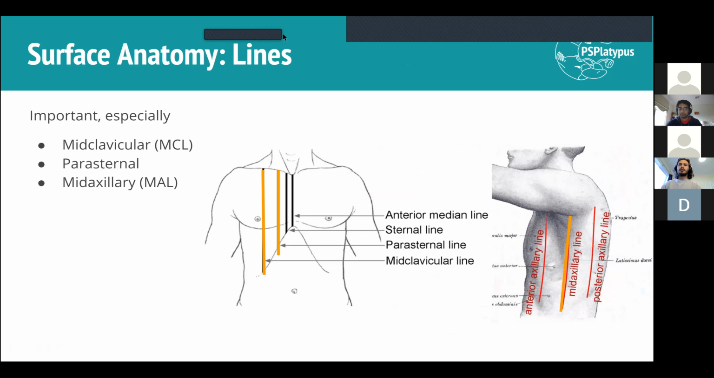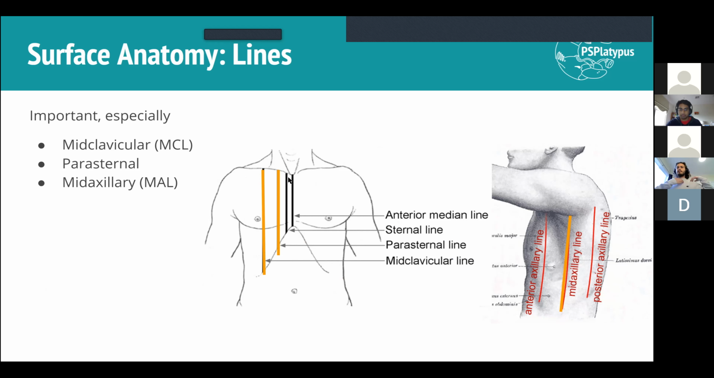And then also very important to consider are the lines. Generally they are defined by their relation to the sternum, the clavicle especially, and the axilla, which is sort of the armpit region. The most important of those, I'd argue, are particularly the midclavicular and mid-axillary lines, and also the parasternal. Parasternal just means beside the sternum.